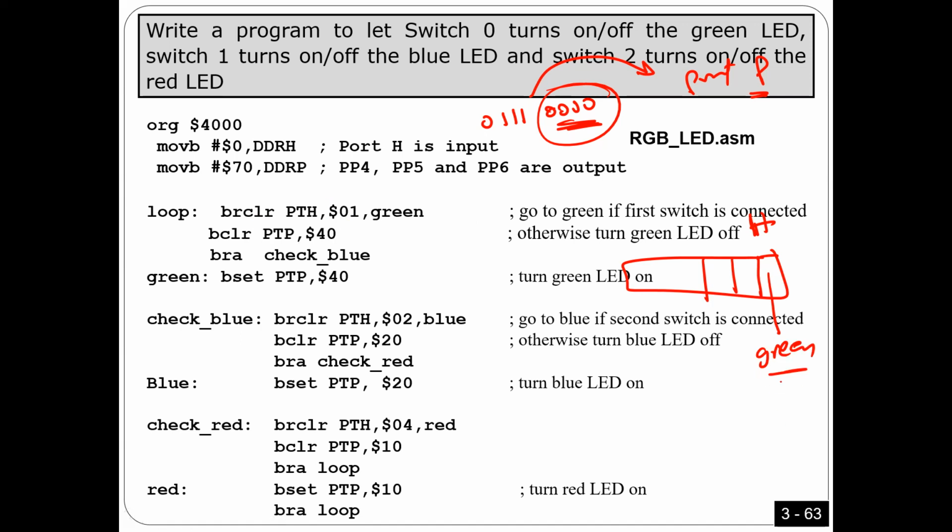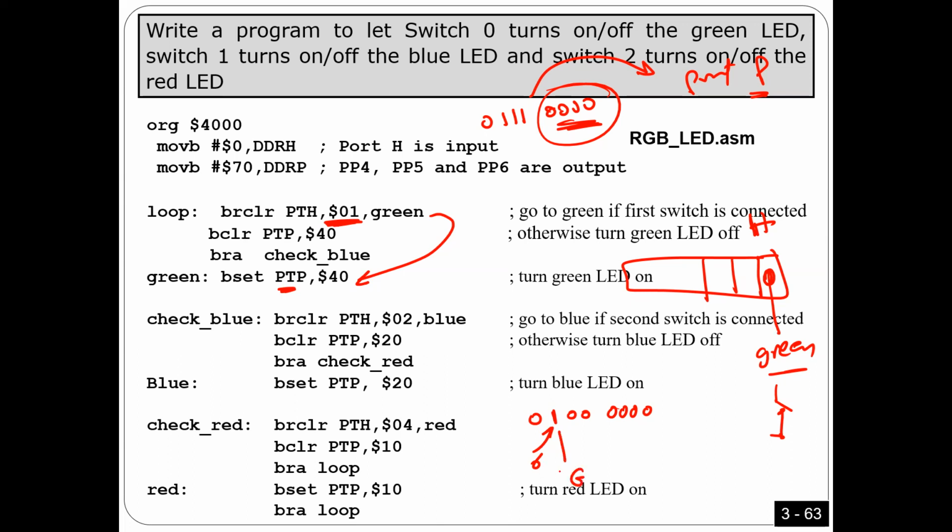If this switch is connected, as I told you, I'm going to get 0 here, and 0 means I want to turn on. So I'm going to check the first switch. If the first switch is connected, that means I have to turn the green on. So I come here to turn the green on. In order to turn the green on, I told you this should be PP6, because this is 0 0 0 0, and then we have here 0 0 1 0. So I'm going to put 1 in PP6, because this is the green.